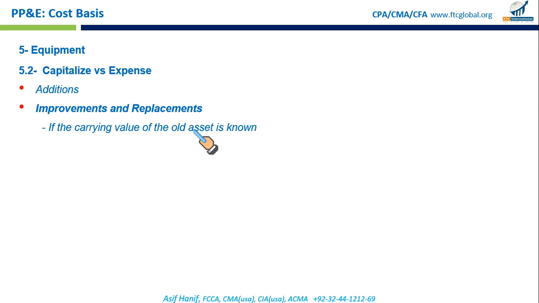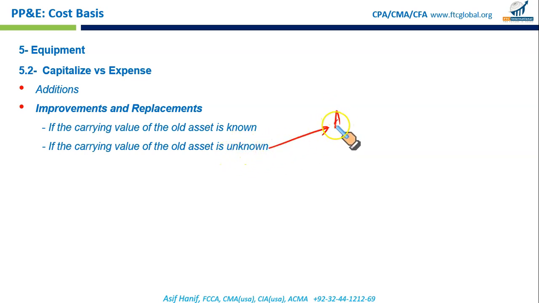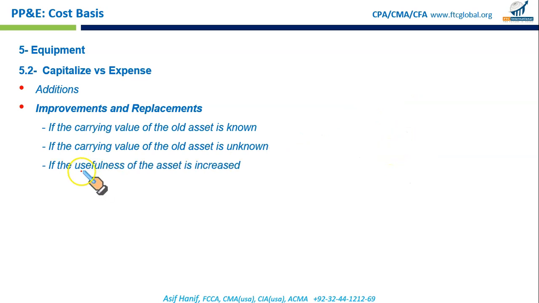The cost of improvement or replacement, it is capitalized. But if the carrying value of the old asset is unknown, and such an improvement extends the asset's life, so you simply debit accumulated depreciation with the amount, let's say $5,000, and credit cash or accounts payable, whatever the case may be. And third case, if the usefulness of the asset is increased, so whether it's an improvement or a replacement, capitalize this cost of improvement or replacement to the asset itself. So you debit the asset and credit cash or accounts payable.